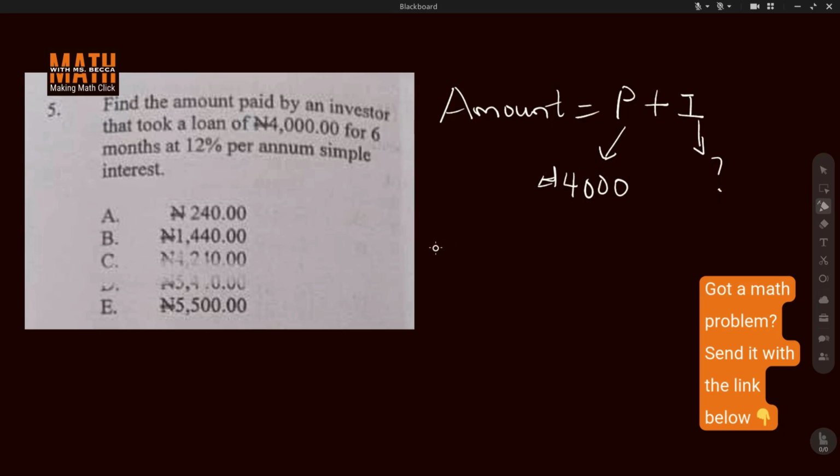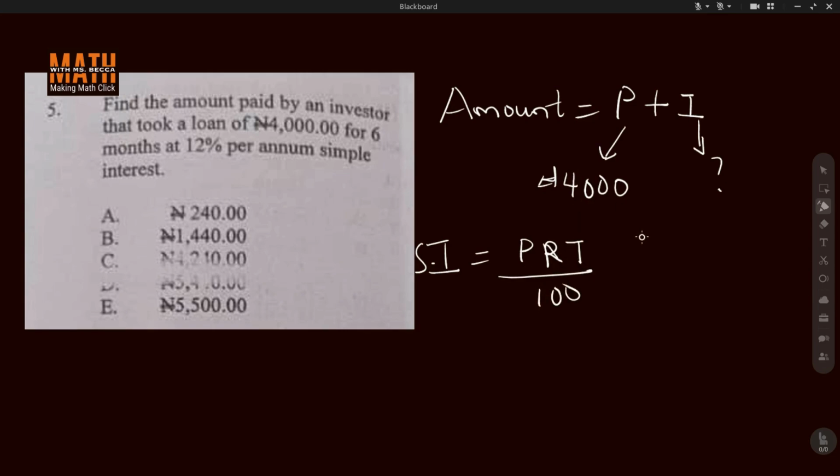What is simple interest? We know the formula for calculating the simple interest is the principal times rate times time, then over 100. Here we've been given the principal to be 4,000. So this will be 4,000 times, what is the rate? The rate is 12% per annum. That is 12 times, what is the time? 6 months. And converting 6 months to a year means 1 over 2. It will give 1 over 2, then all over 100.